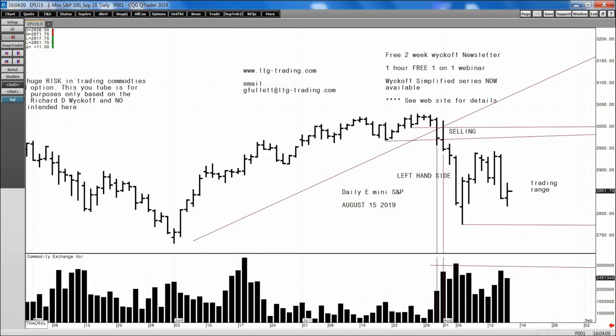I hope you understand today's lesson as far as the left-hand side of the trading range being volatile with large volume, a battle between bulls and bears, as we go to the right-hand side where the level of knowledge increases.